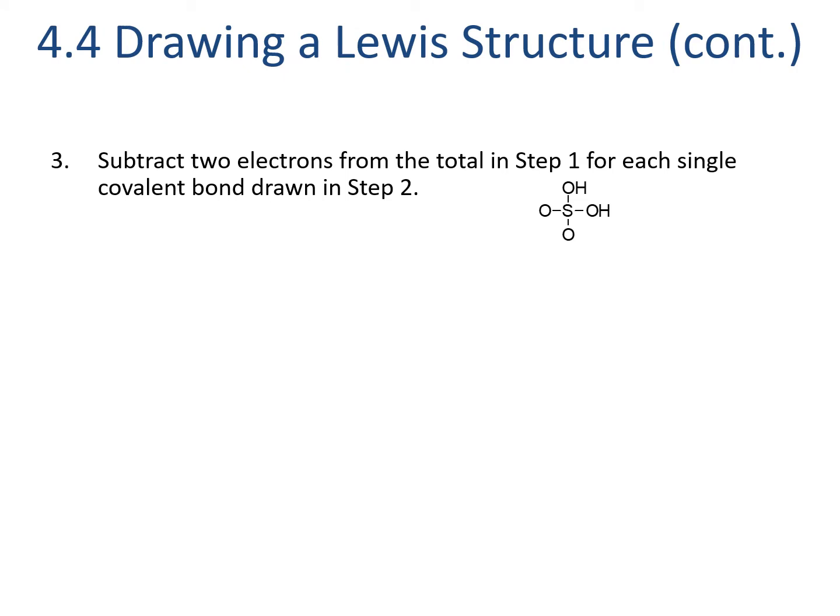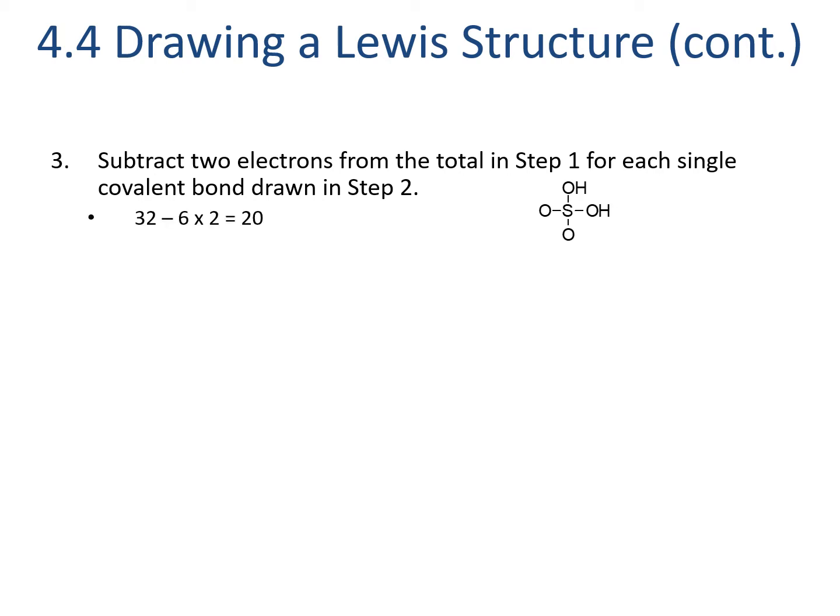After we have the basic structure down, we have to make sure that we have the right number of electrons. We calculated 32 electrons in step 1, but now we've added 4 bonds between sulfur and oxygen, and 2 bonds between oxygen and hydrogen, 1 for each OH, for a total of 6 bonds.